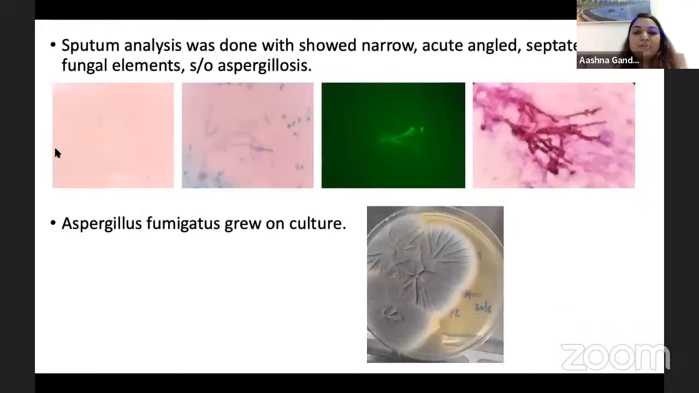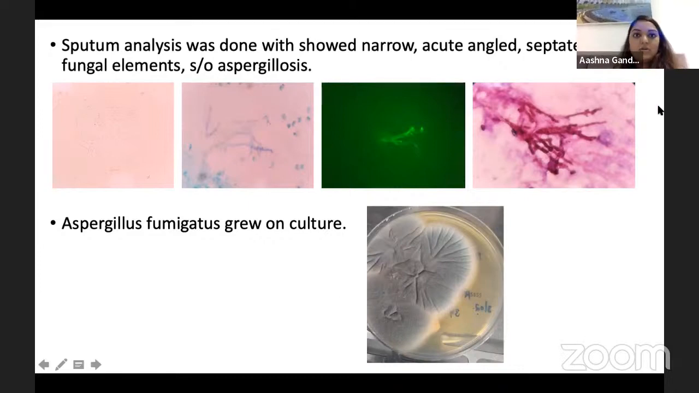So we did a sputum analysis for him, and this, with no surprise, showed us aspergillosis. There were narrow, acute angled septate fungal elements. This is the KOH calcofluor, and even the ZN and the gram stain actually showed us these structures. And Aspergillus fumigatus also grew on culture.